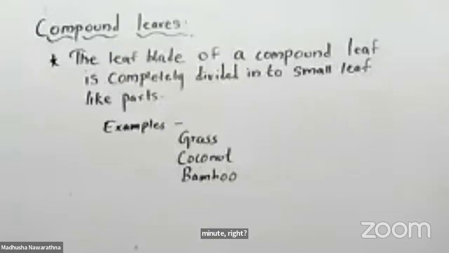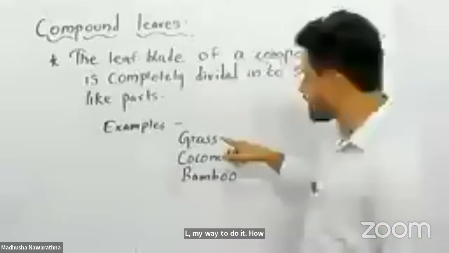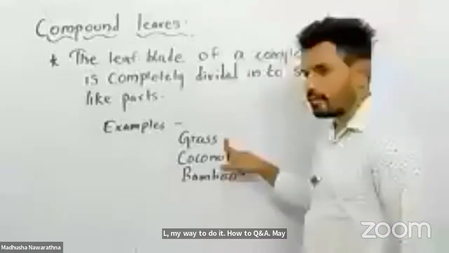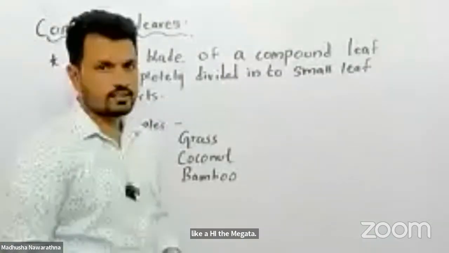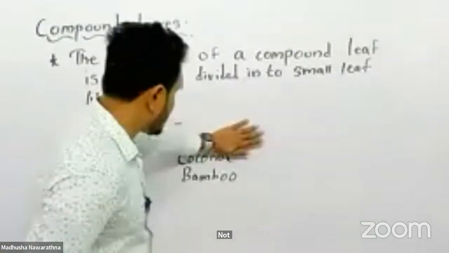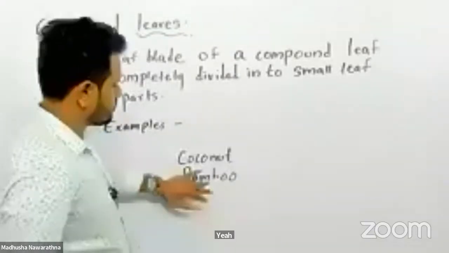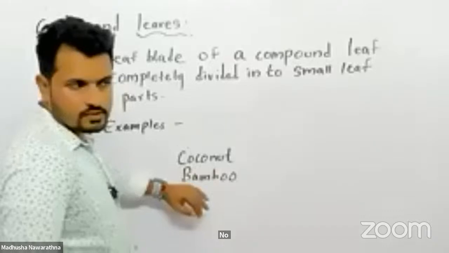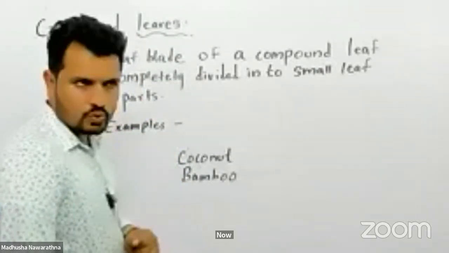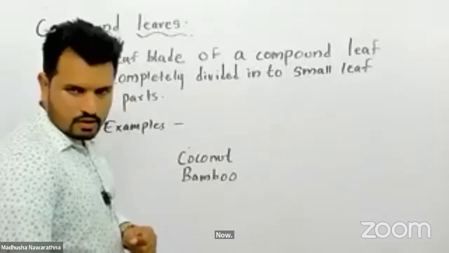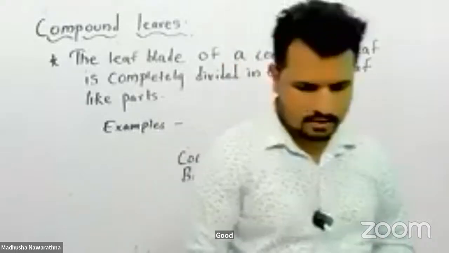Wait, wait, wait. Nobody said anything. Is this grass example right for this? Is grass a compound leaf? Nobody said anything. Then what about the coconut? Correct. What about bamboo? Bamboo, correct.